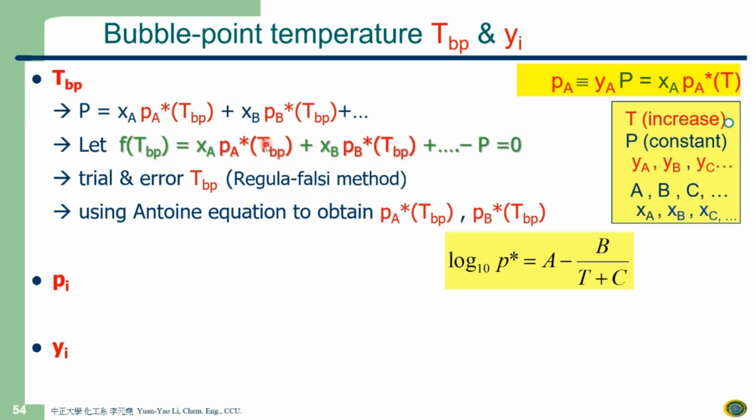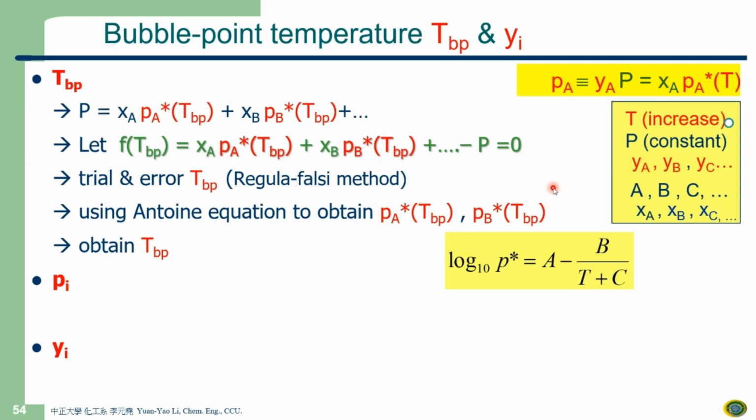Once you decide on 100, how do you find out the partial pressure of A? Sorry, it's not partial pressure. This is the vapor pressure of pure species A. So use the Antoine equation, right? You put the A, B, C as constants, and you get this number value. Then you put it here to try to make this equation become zero, and so you obtain the bubble point temperature.